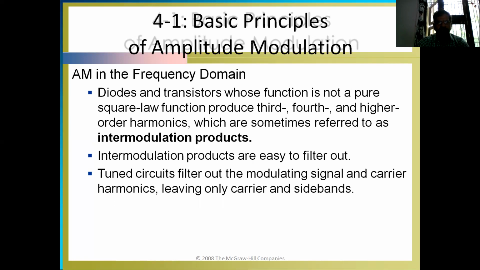Diodes and transistors whose function is not a pure square law function produce third, fourth and higher order harmonics. Basically harmonics are distorted signals or noise signals, which are sometimes referred to as intermodulation products. Intermodulation products are easy to filter out, and a tuned circuit filters out the modulating signal and carrier harmonics, leaving only the carrier and sidebands.